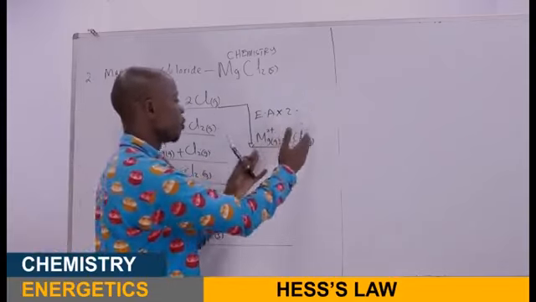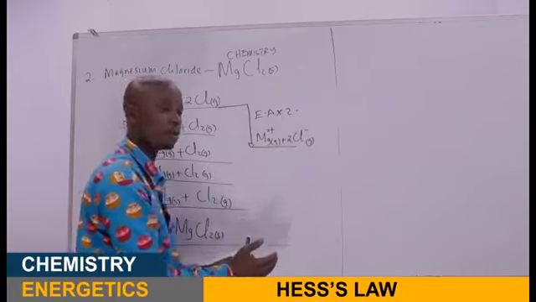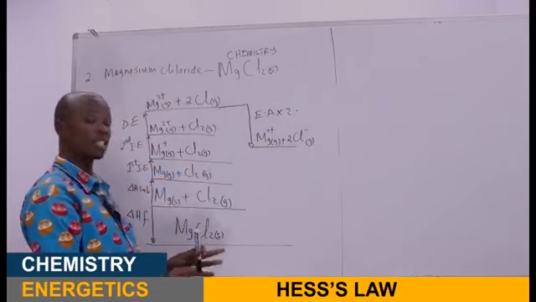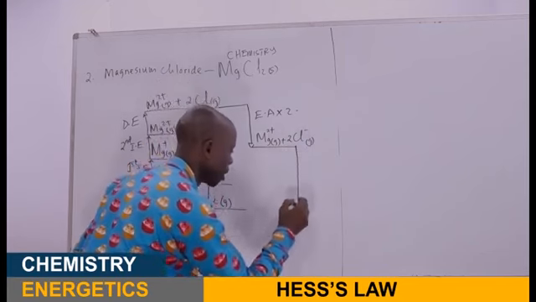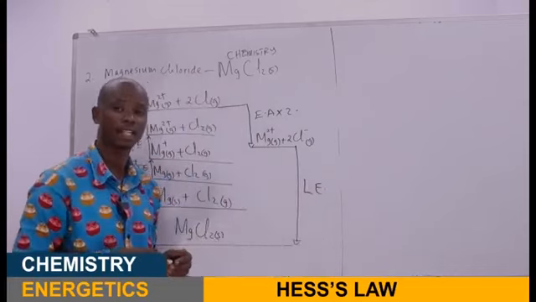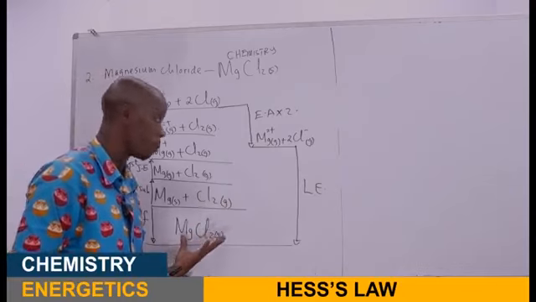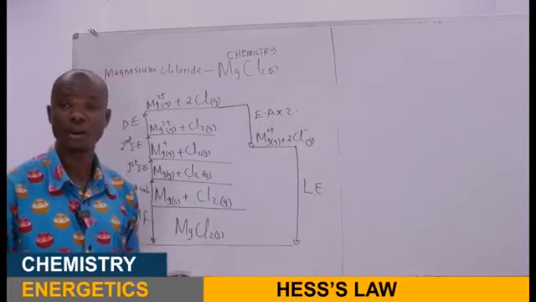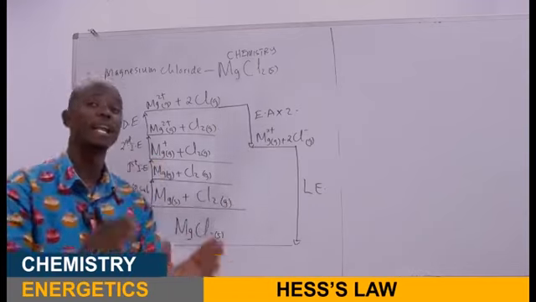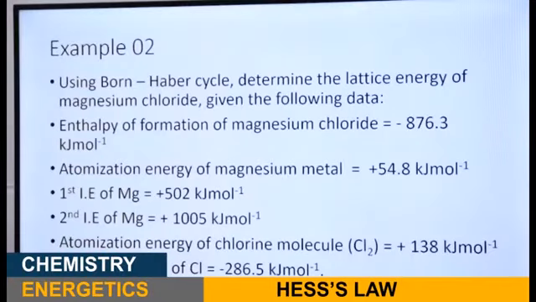Now, my dear student, here we have already obtained the cation and the anion. These 2 will combine to form solid magnesium chloride. So this will combine to form magnesium chloride, and this is lattice energy. Lattice energy is the energy released when 1 mole of an ionic compound is formed from its ions. So this is the Born-Haber cycle. This cycle will guide us in order to solve the required problem. Remember, we are required to determine the lattice energy of magnesium chloride.